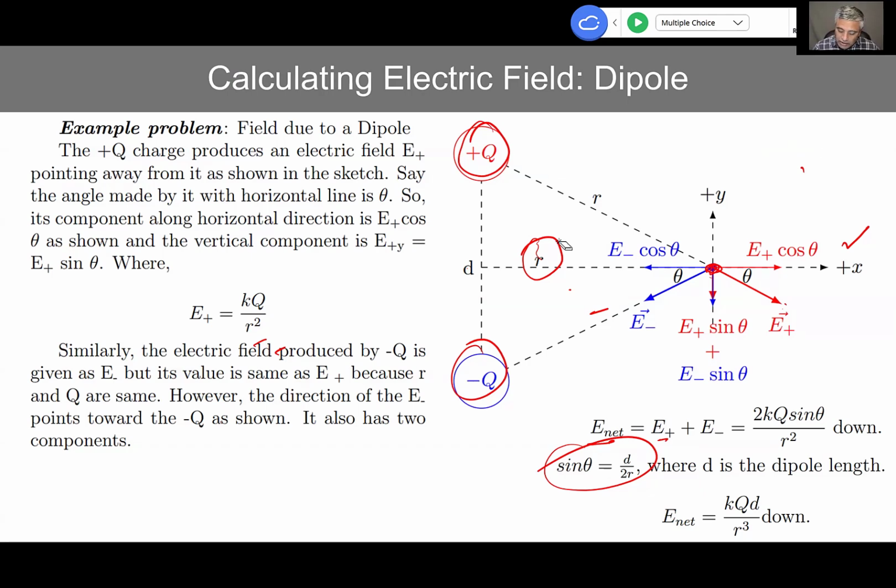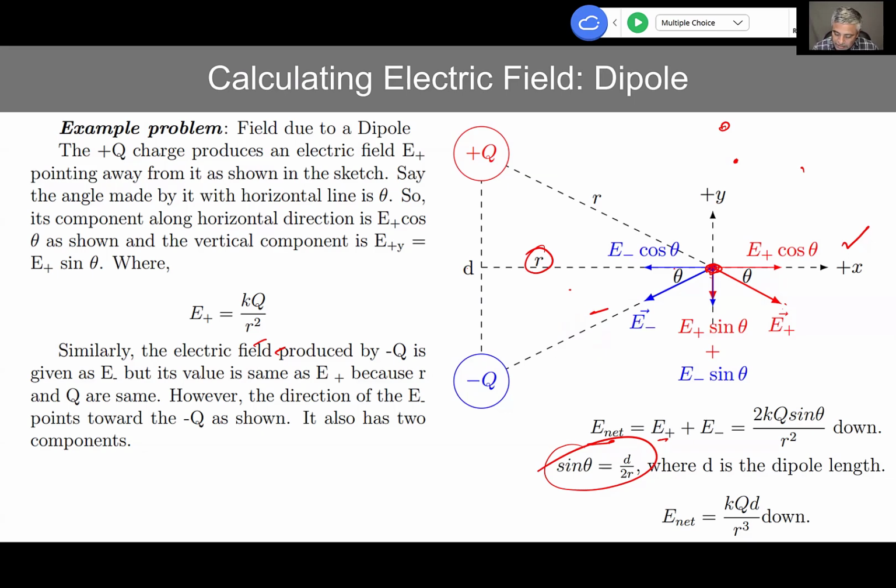Although in this diagram it may look like they are very far, in practice these charges are very close to each other. So this distance is very small, which means this R and that R are very close. When these two points are the same, all these lines have approximately the same length, so I'm writing R even for this one.